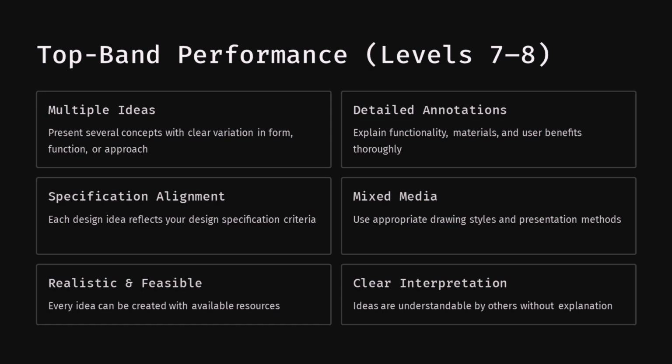A student scoring at level 7 or 8 will present multiple ideas with clear variation, use detailed annotations that explain functionality, ensure that each design idea reflects a design specification, use a mix of drawing styles and media when appropriate, make each idea feasible and realistic, ensure the ideas can be clearly interpreted by others, show thoughtful decision making and creativity. This level represents excellent design thinking.